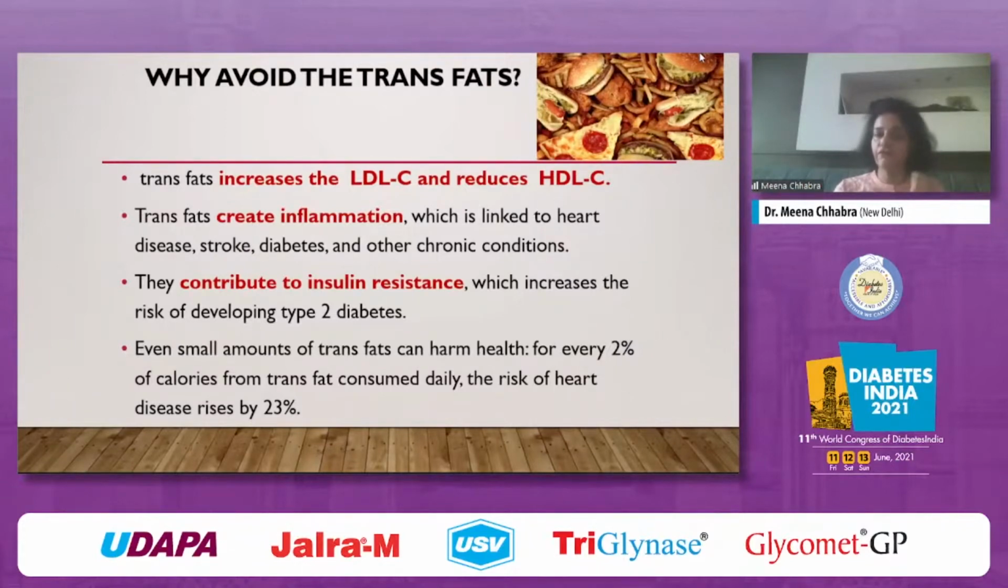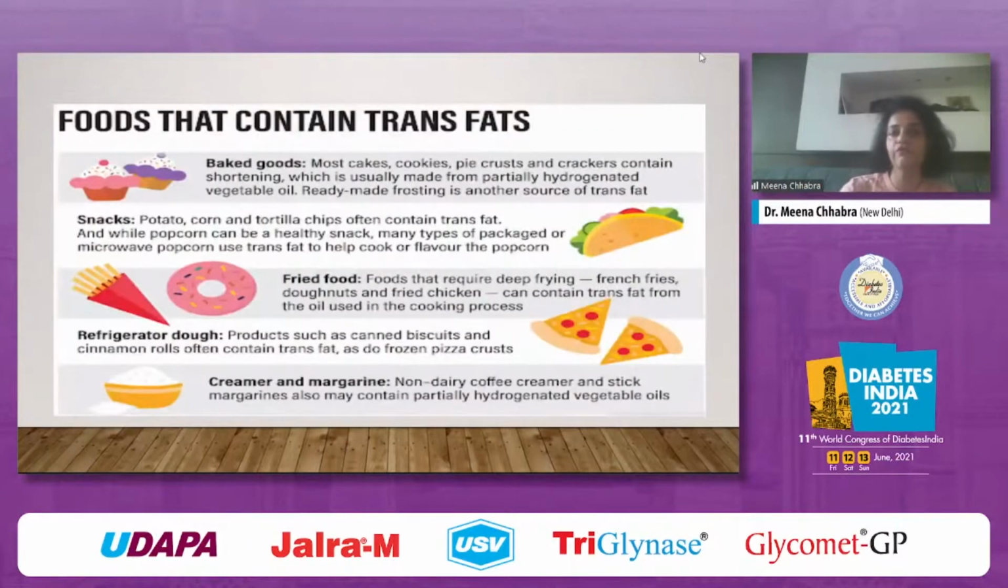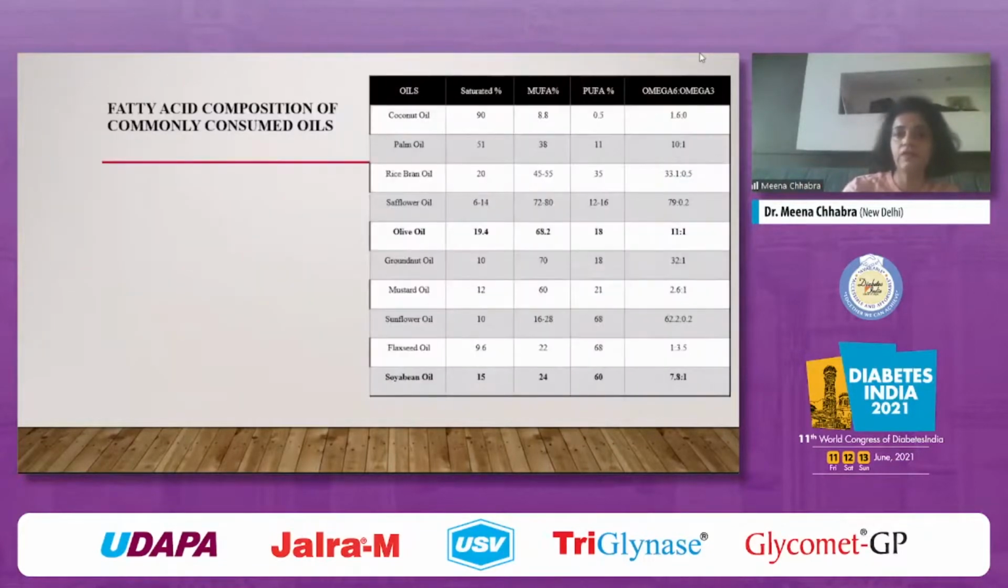Remember, friends, even a very small amount of trans fats can harm you tremendously. Even if you get 2% of your calories from trans fats, the risk of heart disease increases by 23%. So these are some of the foods, baked, fried, creamers, which contain trans fats. Now, this is an interesting slide. Fatty acid composition of commonly consumed oils and why is it important?